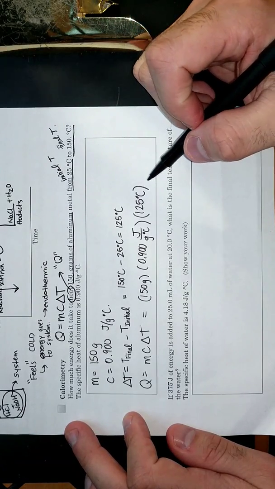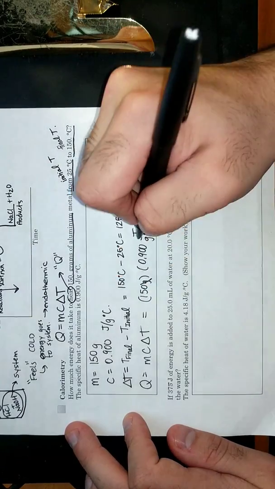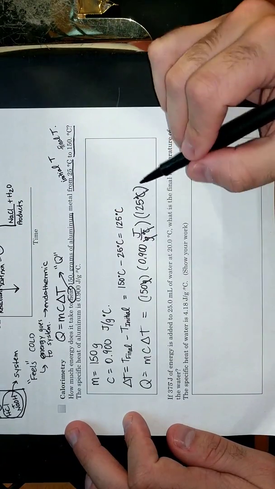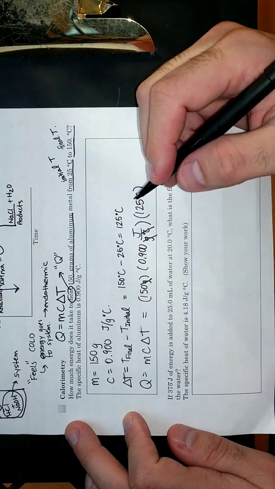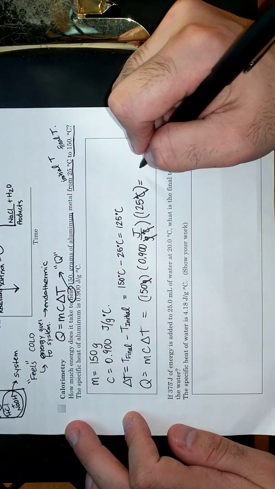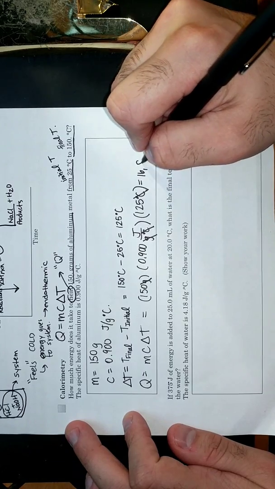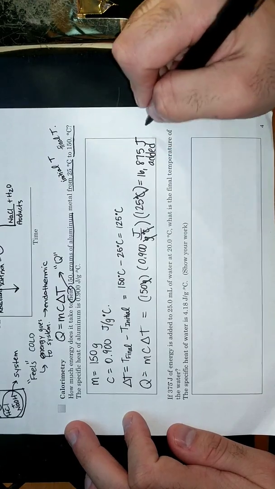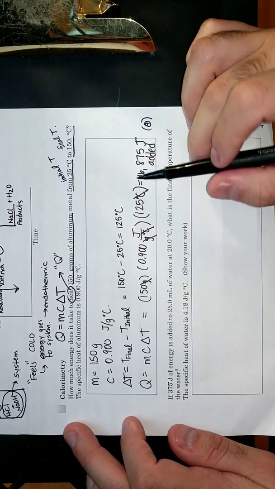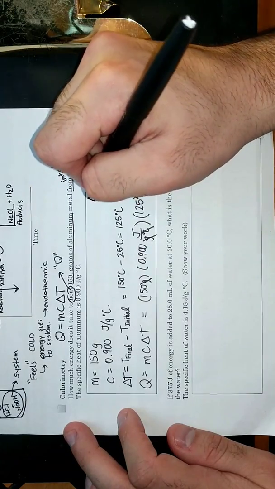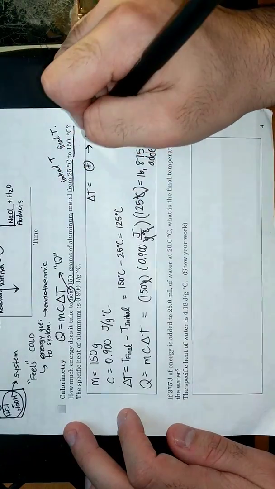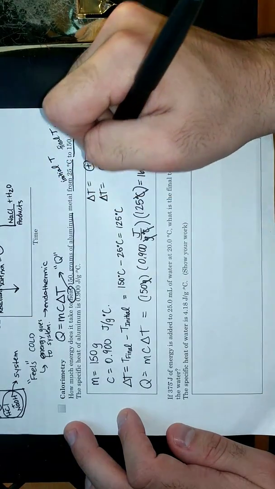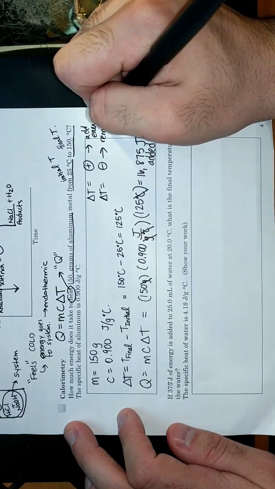I want to show you how our units cancel out here. Grams on the top, grams on the bottom, they cancel out. Celsius on top, Celsius on the bottom, they both cancel out. I'm left with joules. If I do this math correctly, I should get 16,875 joules that were added, since it's a positive number. When delta T is positive, I'm adding energy. If delta T is negative, I'm removing energy.